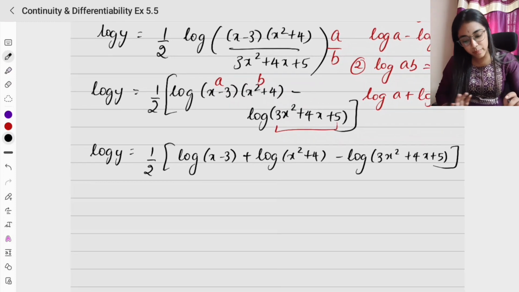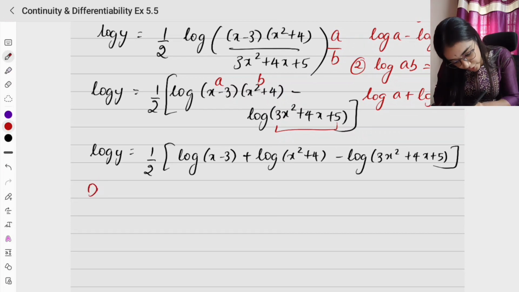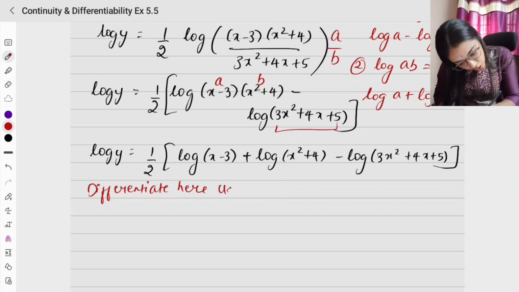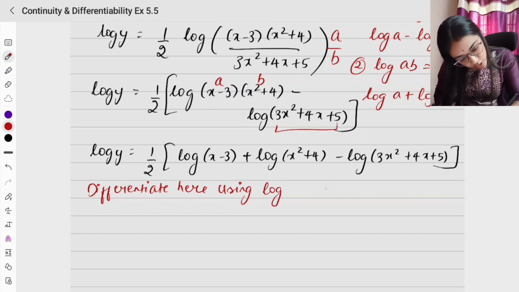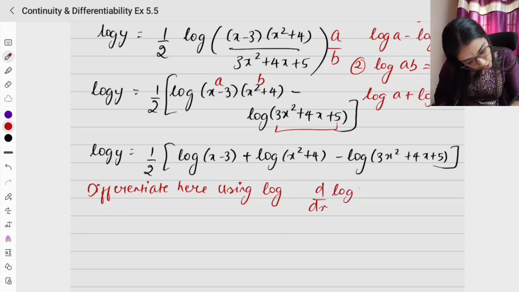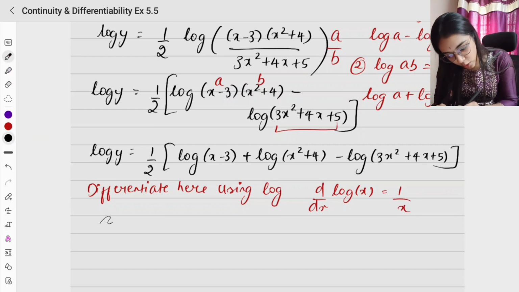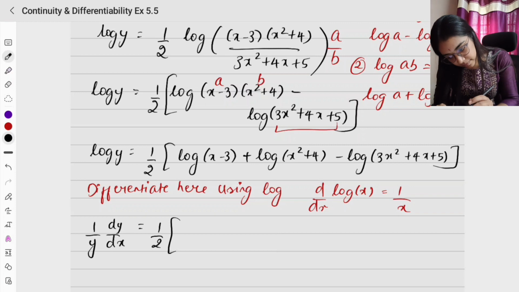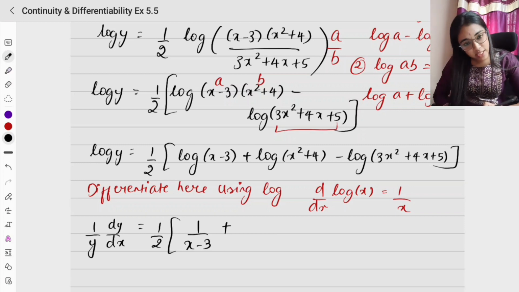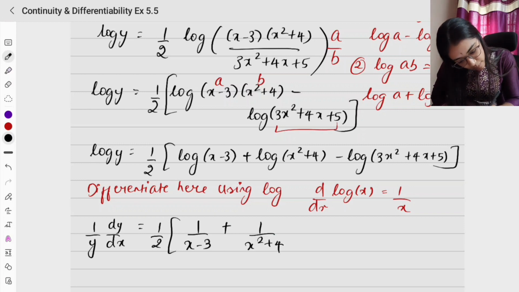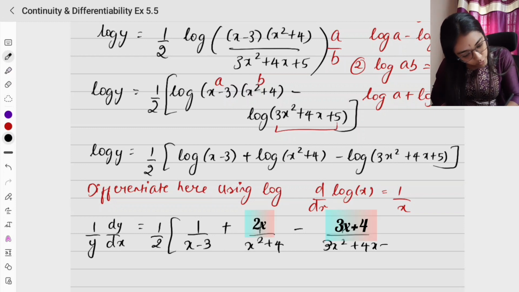Okay, very very simple. Now at this place we are going to differentiate. Only now we are going to differentiate. We just simplified the question. Differentiate here using log. So what derivative do you know for log? You know that d by dx of log x is going to be 1 divided by x. So can we apply this here? So I'm going to have 1 by y dy divided by dx equals half of: log of x minus 3 is going to be 1 divided by x minus 3, plus log of x square plus 4 is going to be 1 divided by x square plus 4, minus log of whatever function is 1 divided by the function, 3x square plus 4x plus 5.